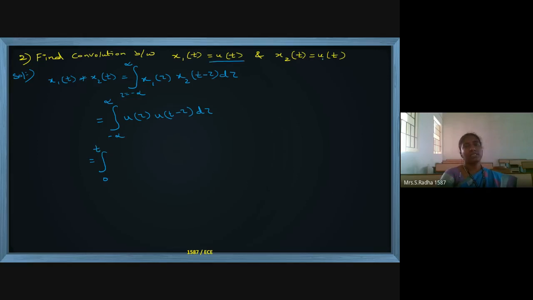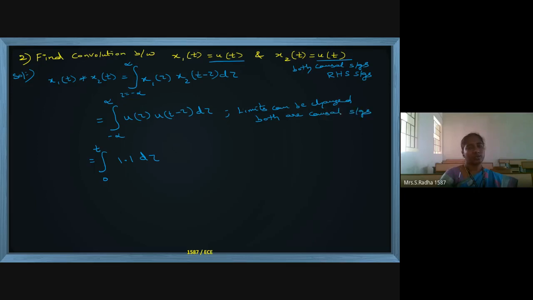U of t is present, so both are causal signals. Another name for causal signal is right-handed signals. Both the given signals are causal. That's the reason I am taking 0 to t as the integration limits. The height of u of tau is 1, the height of u of t minus tau is also 1, d tau. Limits can be changed because both the signals are causal signals.